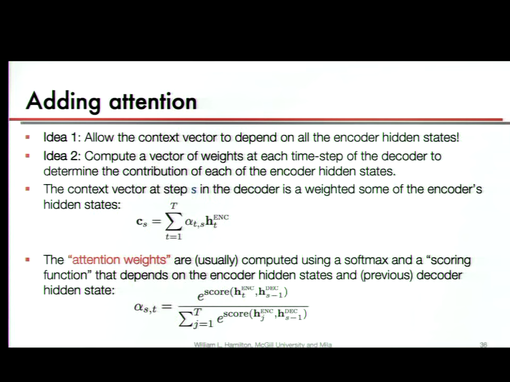And have the attention weights sum to 1. So they're going to be calculated through a softmax function where we have some score that's basically telling us, we're looking at the encoder hidden state and then the decoder hidden state, and we're saying, based on these two hidden states, how much should we pay attention to this encoder hidden state? And here, when we're generating the context vector for time step S, we're using information from the previous hidden state of the decoder because we haven't computed H subscript S yet.